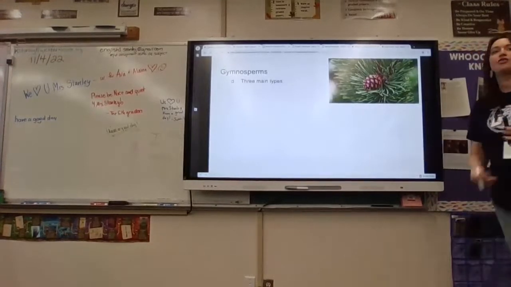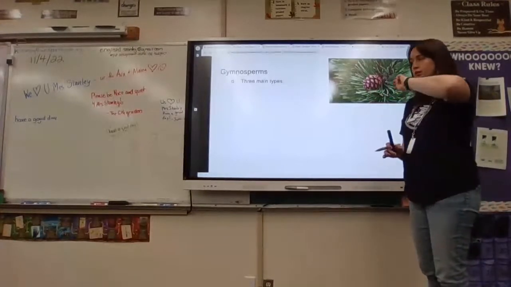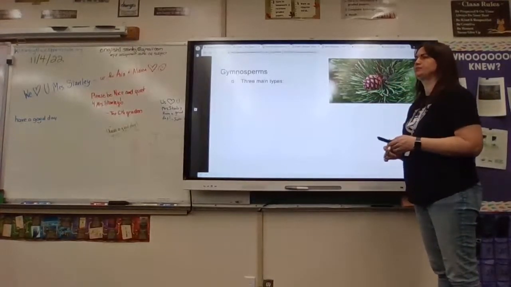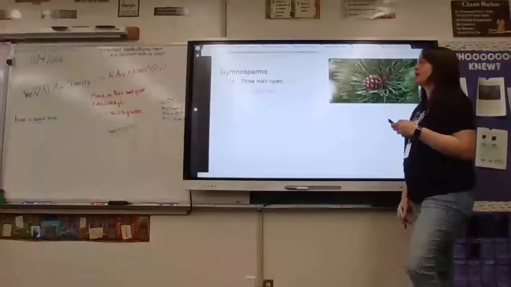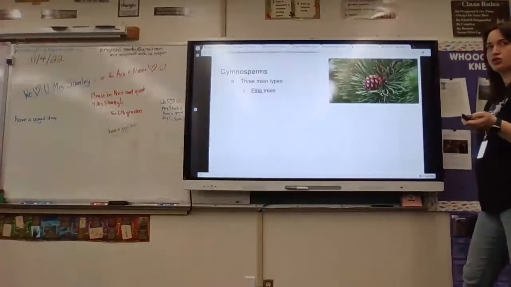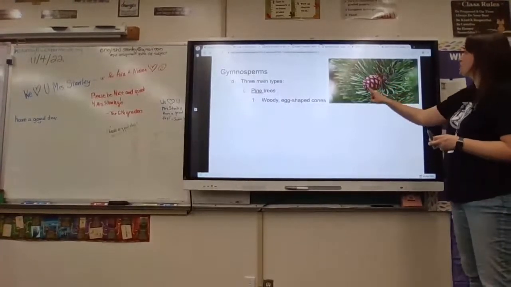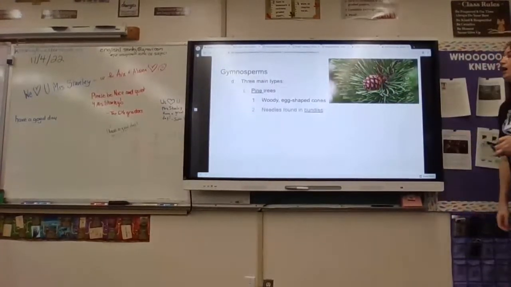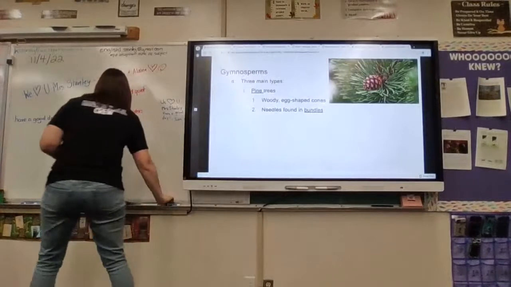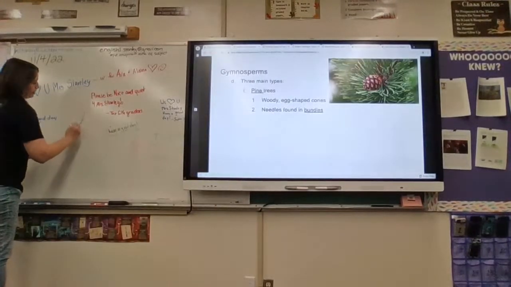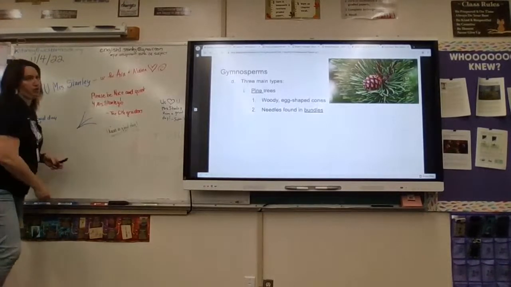Now, there are 3 main types of conifers. There are pine trees. Pine trees have those woody, sort of egg-shaped cones. Their needles are going to be found in a bundle, which means that if you go to a pine tree and you look at the needles, they come off all in one point. They're not individual.